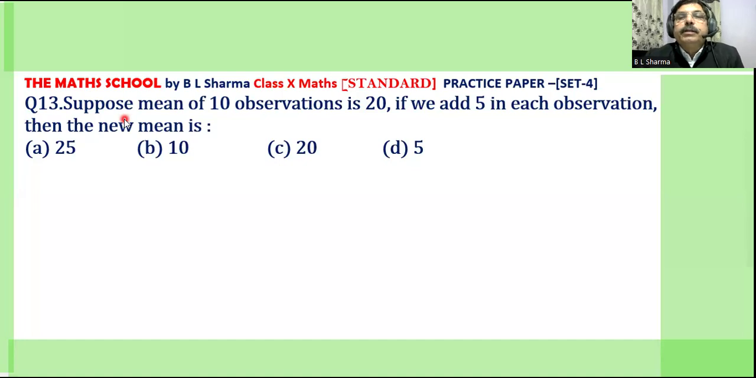Suppose the mean of 10 observations is 20. If we add 5 to each observation, then what is the new mean? It doesn't matter how many observations there are. The mean of 10 observations is 20, and we add 5 to each observation, so what will be the new mean? What is the rule? Whatever number is added to each observation, add that number to 20. So 20 is the original mean and 5 is added to each observation, so 25 will be the new mean.